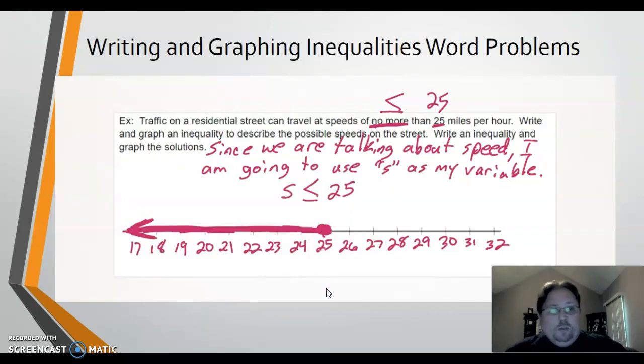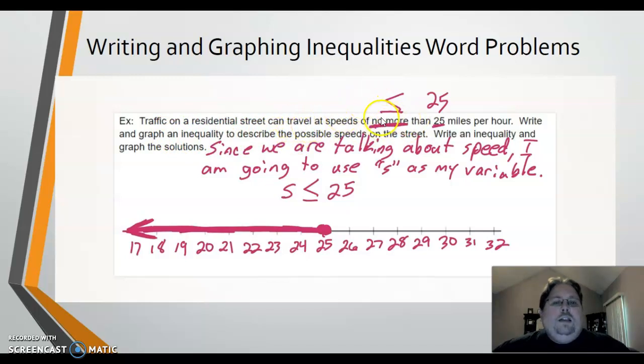Now, you're going to have some word problems as well. And this is one example of the word problem. So you're going to have to write the inequality, and you're going to have to graph the inequality. So on here it says traffic on a residential street can travel at speeds of no more than 25 miles per hour. Write and graph an inequality to describe the possible speeds on the street.